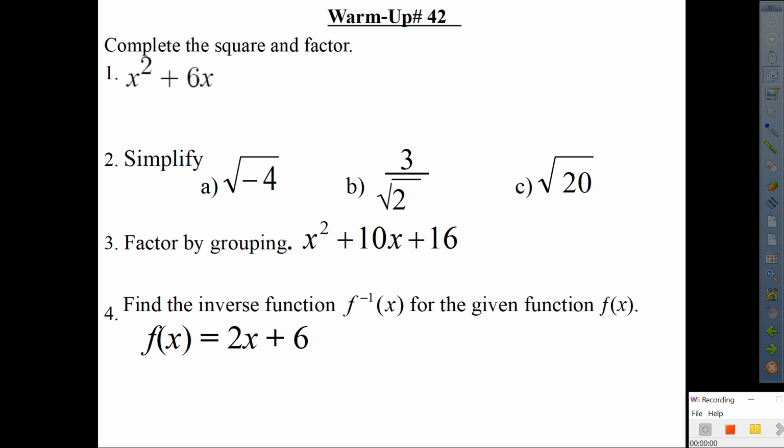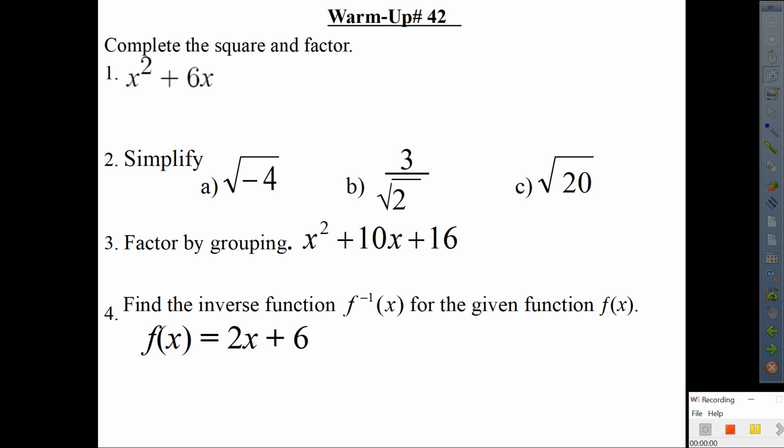For number 2, there's 3 parts. Part A reads square root of -4. Part B reads 3 over square root of 2. And part C is square root of 20. Number 3, it says factor by grouping, and they give us a trinomial x squared plus 10x plus 16.